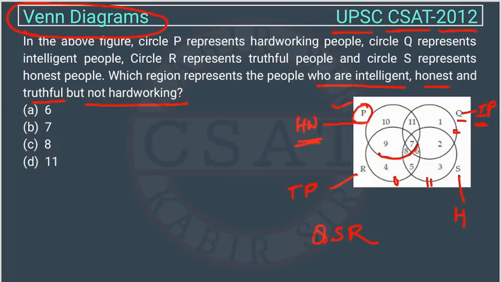So this circle we will remove because we don't want anything from this circle. If you remove this, so these numbers are remaining, right? We want the number to be in all three. So this is the only number, 6, in all three circles, right? It is in circle Q also, it is in circle S also, and it is in circle R also. So the answer will be 6. So option A is the correct answer.